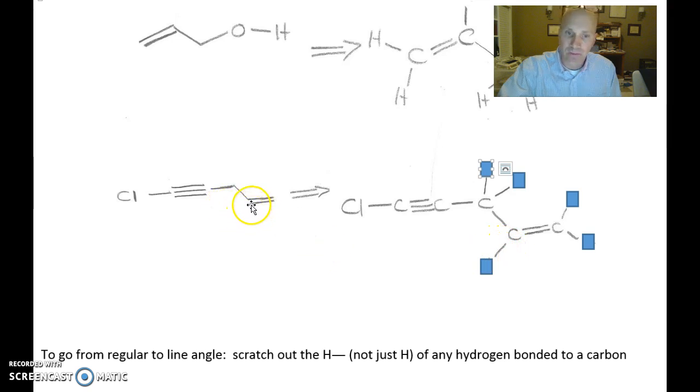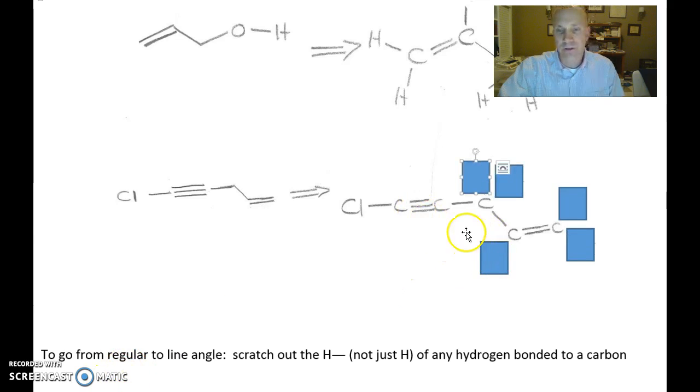Well, there's a problem with that. If I draw in that bond, at the end of the bond, that would be the blunt end of a line segment. So if you were to look at that as a line angle structure, you would be tempted to think that there's a carbon there, and there really isn't. There's a hydrogen there.